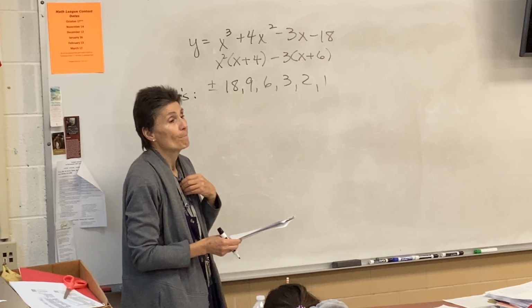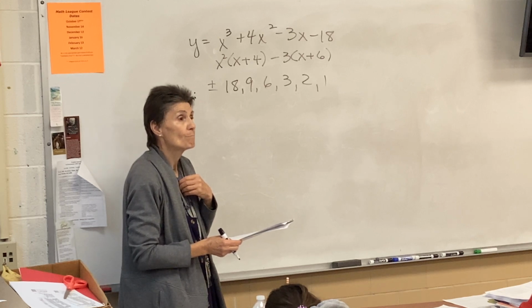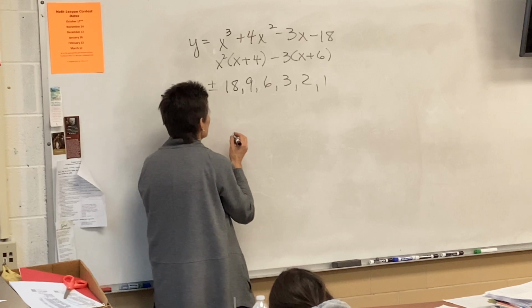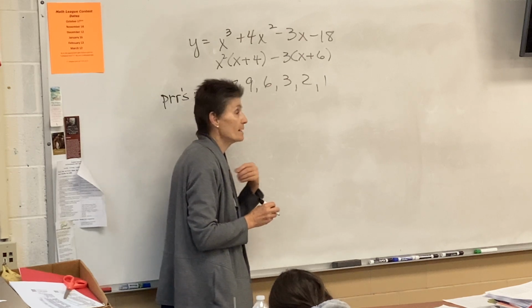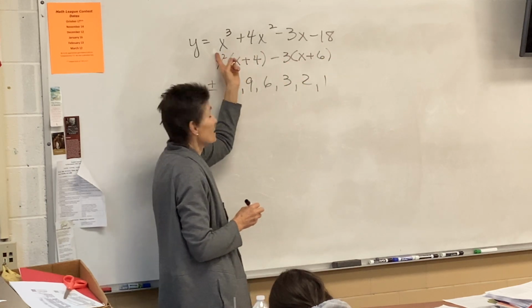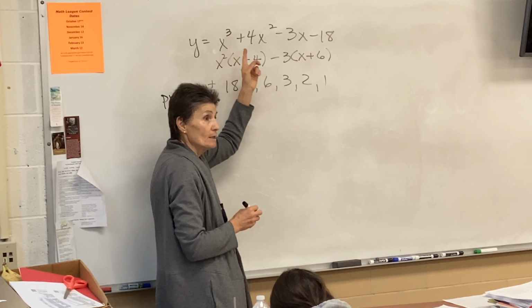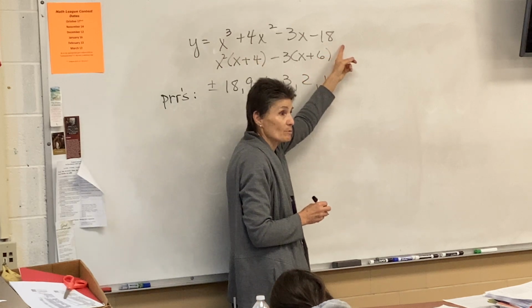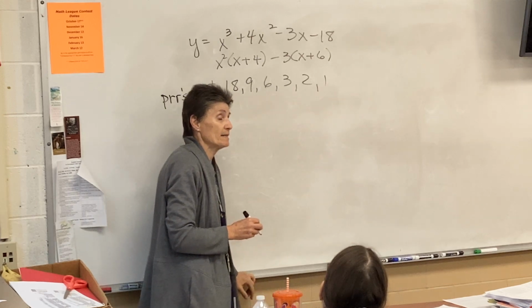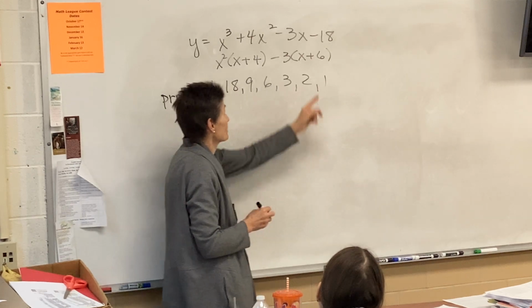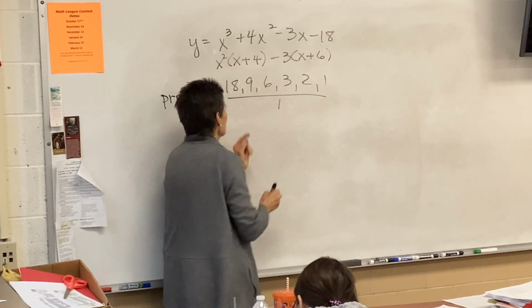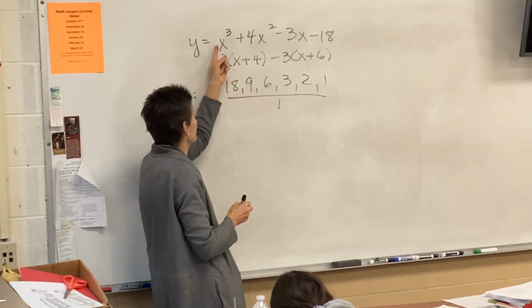Josh? I thought on the PRRs, you said that it would always be 6, 3, 2, 1. Oh no, that's not what I said at all. I said it's always factors of this number over factors of this number. If this number's a 6, then it's 6, 3, 2, 1, but it says it's 18. So it's all the factors of the constant over the factors of the leading coefficient. So technically this is only over 1 because there's a 1 there.